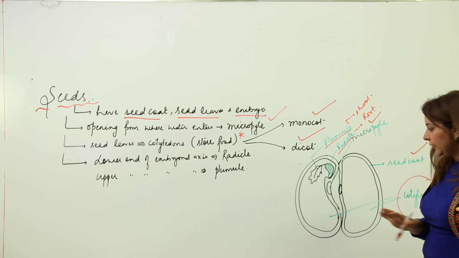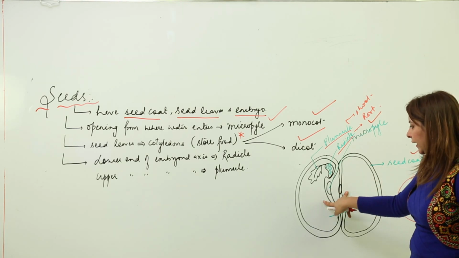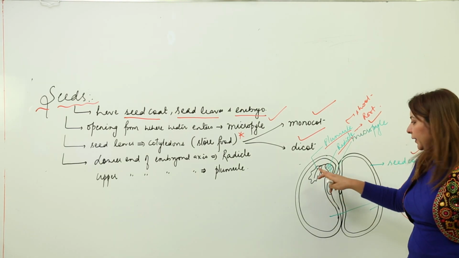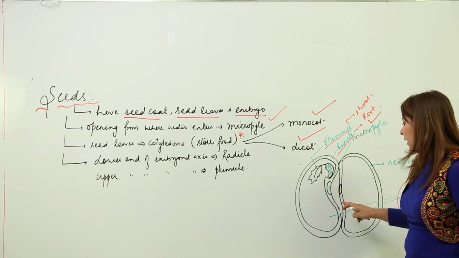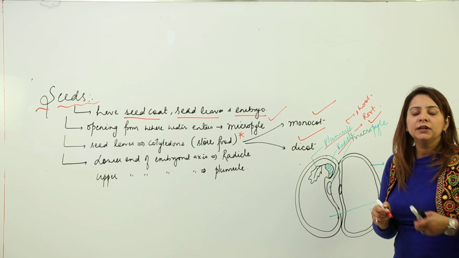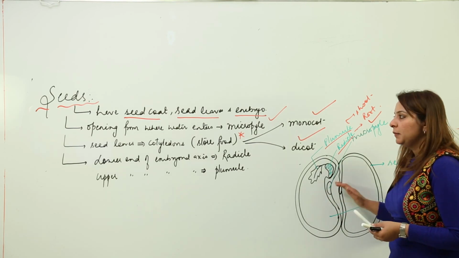I think you got it, that the seed consists of the seed coat, the seed leaves, and the embryo. The upper end is the plumule, which is the future shoot, and the lower end is the radicle, which is the future root, and it has a special opening for the entry of water, that is called the micropyle.